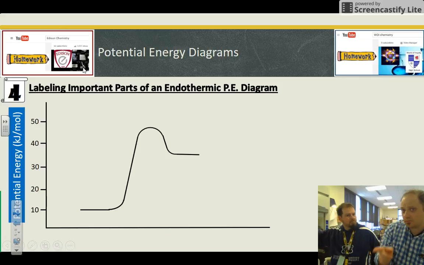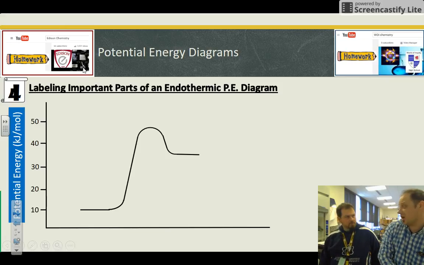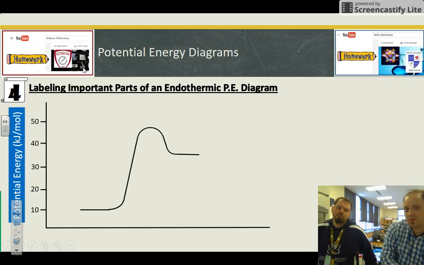You've got to have a hill, because otherwise it's not really a potential energy diagram. I've seen some garbage ones in the past where kids do a flat line and just connect the two with a straight line. Oh no, that's more of a phase change diagram we were doing before. So don't get confused about all that business.